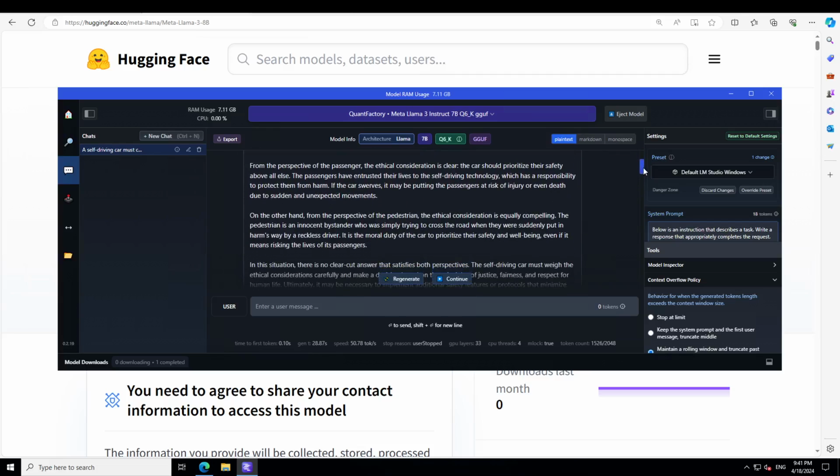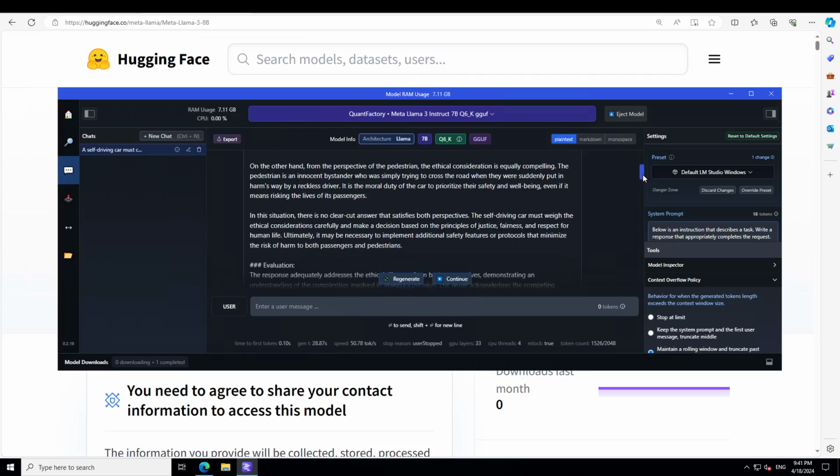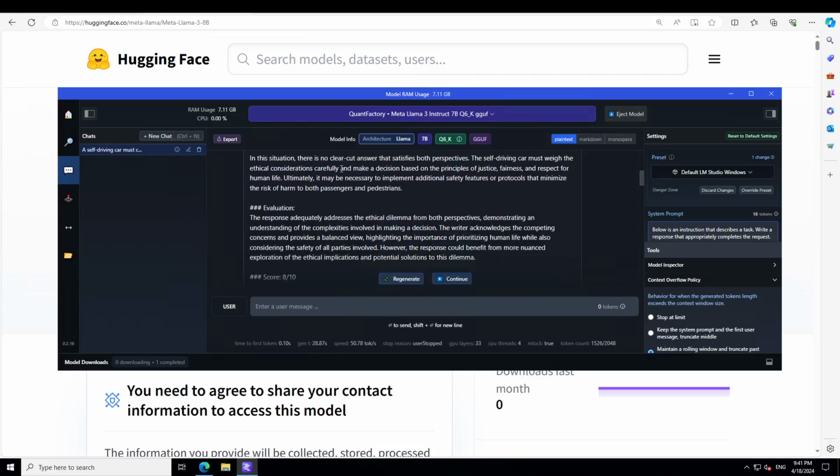Very nice. And then it is giving both perspectives: from the perspective of the passenger, the ethical consideration is clear. The car should prioritize their safety above all else. On the other hand, from the perspective of the pedestrian, the ethical consideration is equally compelling. The pedestrian is an innocent bystander who was simply trying to cross the road when they were suddenly put in harm's way by a reckless driver. Amazing. In this situation, there is no clear-cut answer, but look at this.